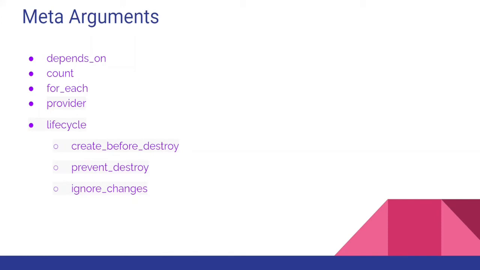The last one is lifecycle, but it has three types. Create before destroy. When Terraform identifies some differences in the state or unavailability of a state, usually it tries to delete it. In that case, we can say we want resources to be created first, and then the existing resources should be deleted.